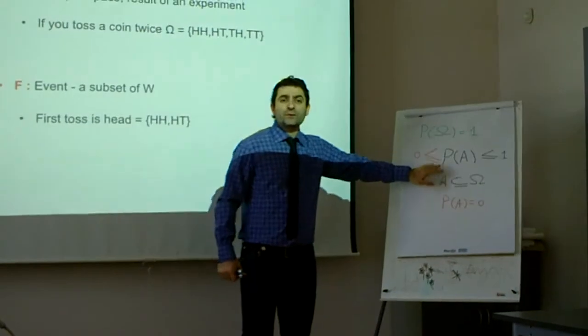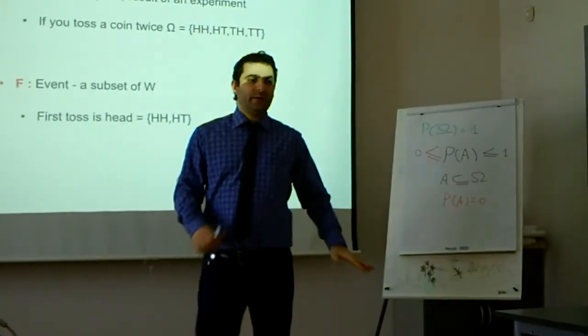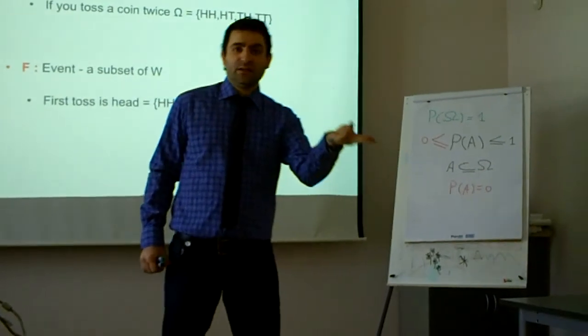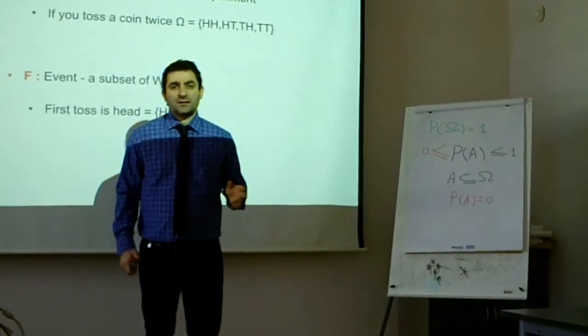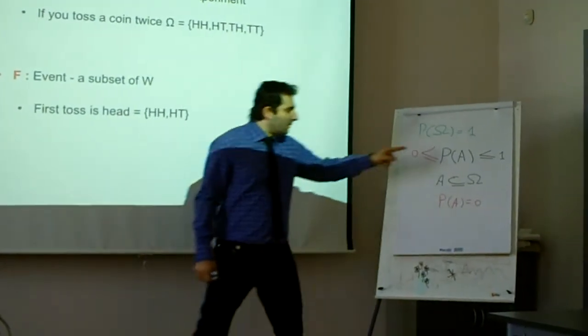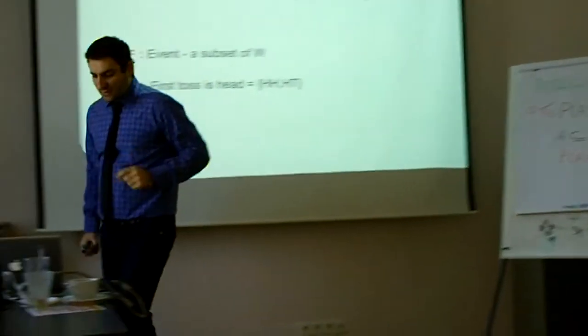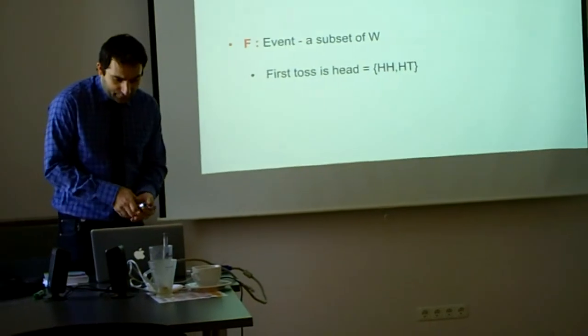And this is true for any probability model. It doesn't matter if it is continuous, discrete, or if you have millions of integrals inside it or not, the probability value should be between 0 and 1. So this is a very important element that we have to know.